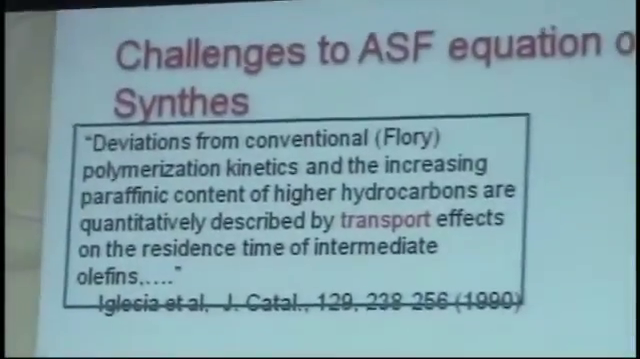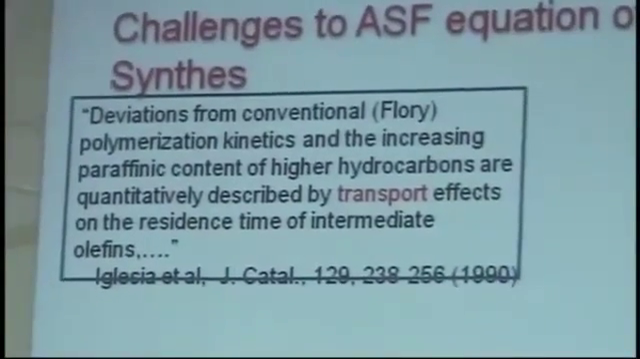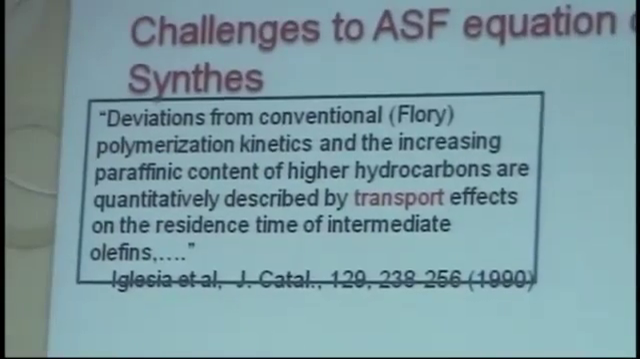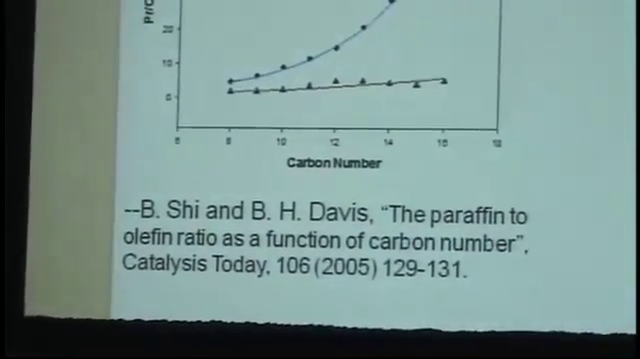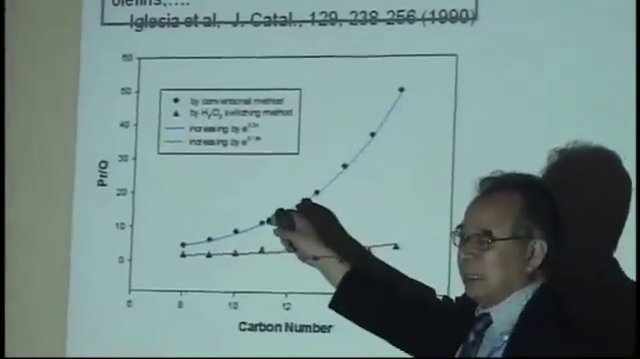Now, there's also another challenge to the ASF equation, including the paraffin to olefin ratio. Professor Iglesias explained this using a transformation effect, and what he explained is this result. But this is not a true PO ratio of the Fischer-Tropsch reaction. The true one from the switch experiment is the red line. It's almost constant. Yes, there is an increase, but just a little bit. Therefore, you don't need any theory to explain this. It's already there. That's also based on the experiment, and we published this in Catalysis Today.